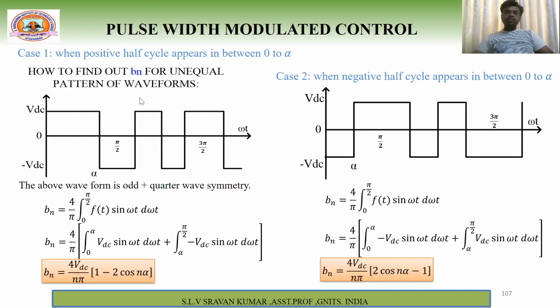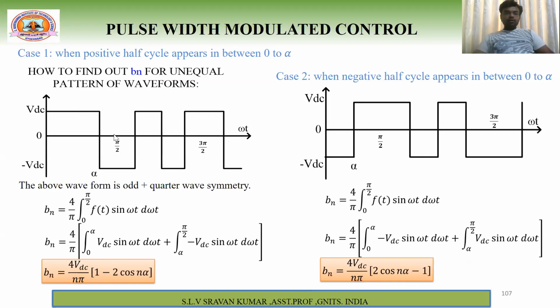Last class we discussed multiple pulse width modulation, right? In multiple pulse width modulation or single pulse width modulation, equal pulse widths will be present. If you go for the bipolar PWM technique, with this type of waveform, you are getting unequal pulses. So how to solve this, how to get the Bn expression, that is very important. First take this waveform, and next this is the second waveform. Here the first one has the positive half cycle, and here you are getting the negative half cycle. That is the difference between these two.